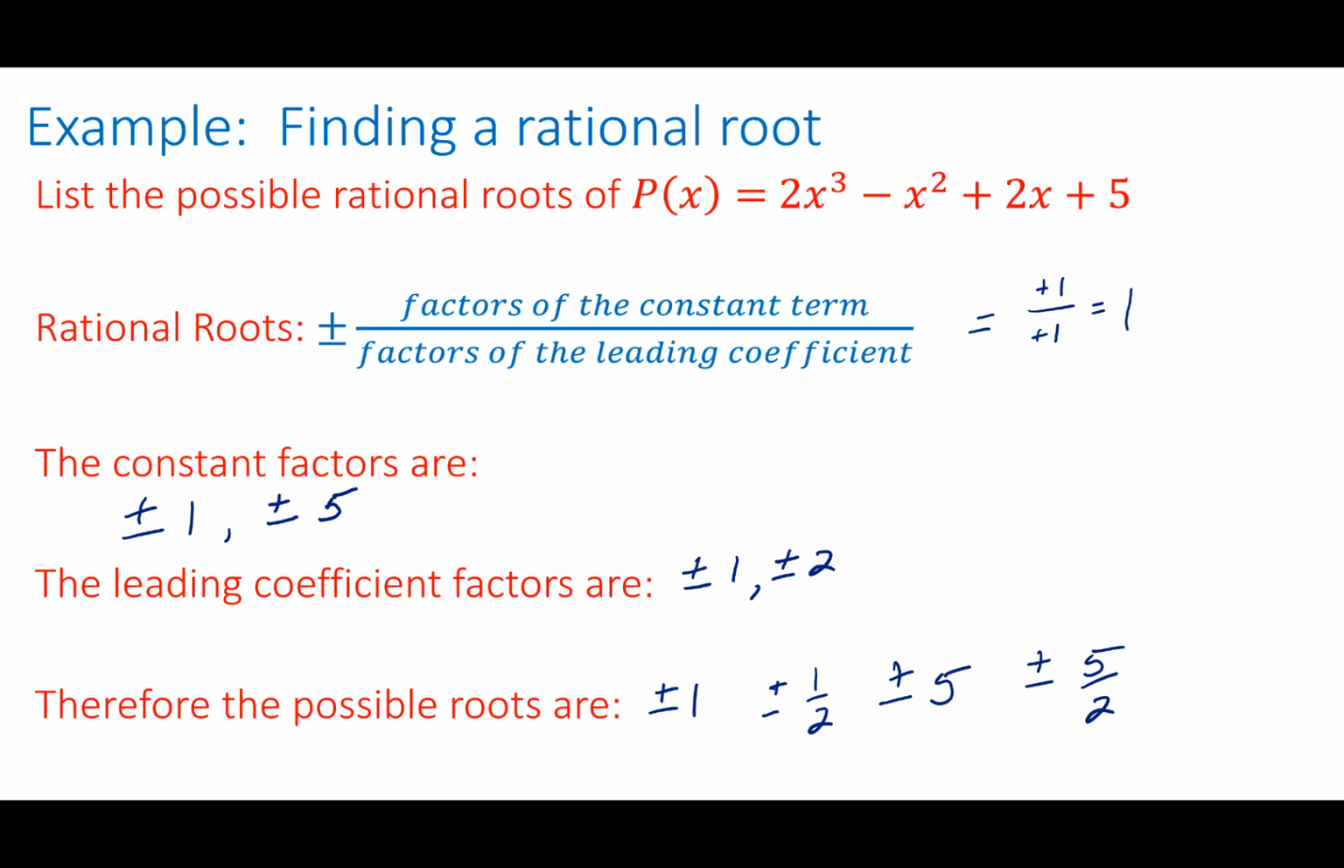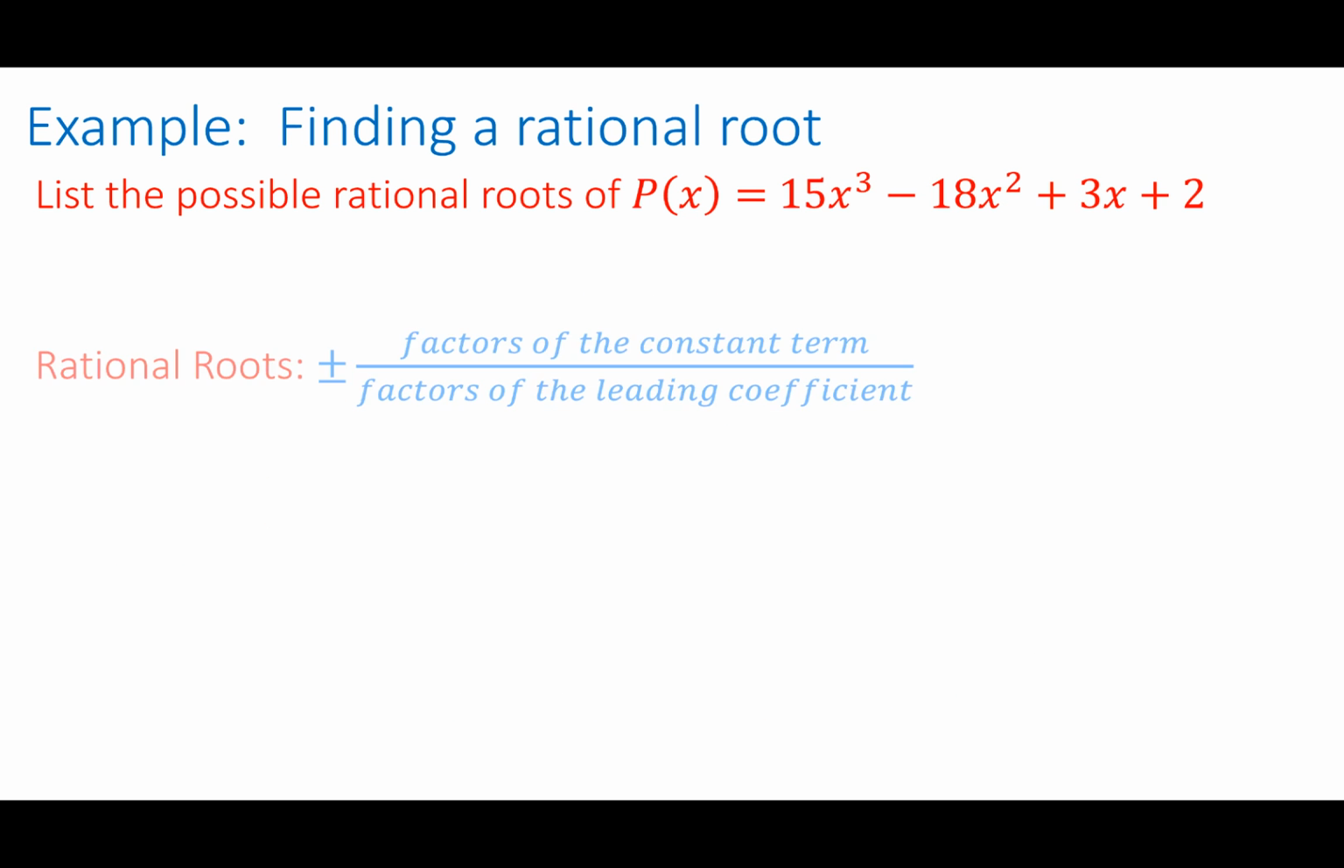So these are all possible roots. These are not guaranteed that every single one of these are roots, because we know there's actually only going to be 3 roots because it's a degree 3 polynomial. But it's going to be 3 from this list here of 8 possible roots that I've listed out.